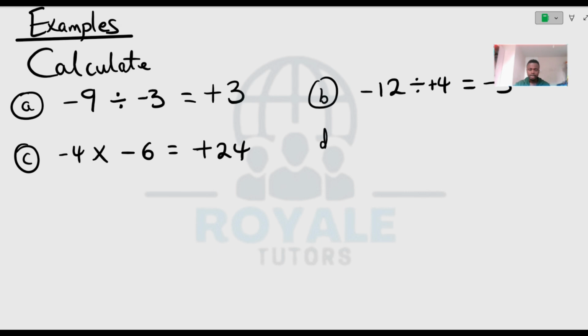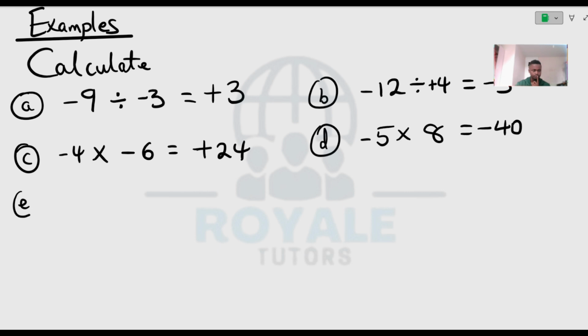Then if you have another example, say -5 times 8. You only have to multiply the numbers firstly. That is 5 times 8, which gives us 40. Then you multiply the signs, minus times plus, which gives us minus. So minus 5 times 8 is minus 40.